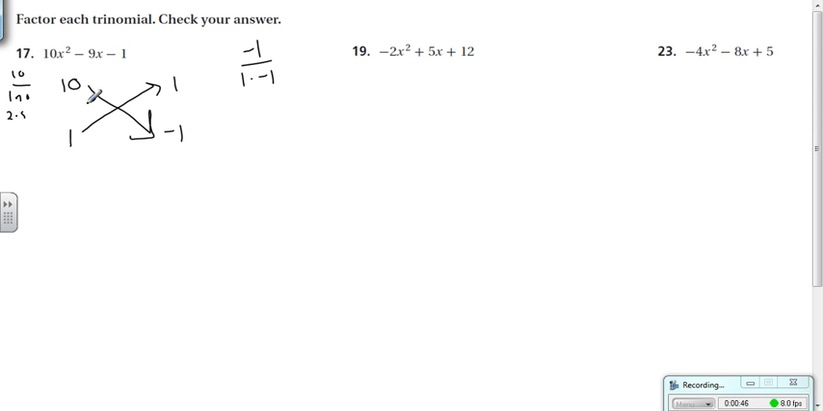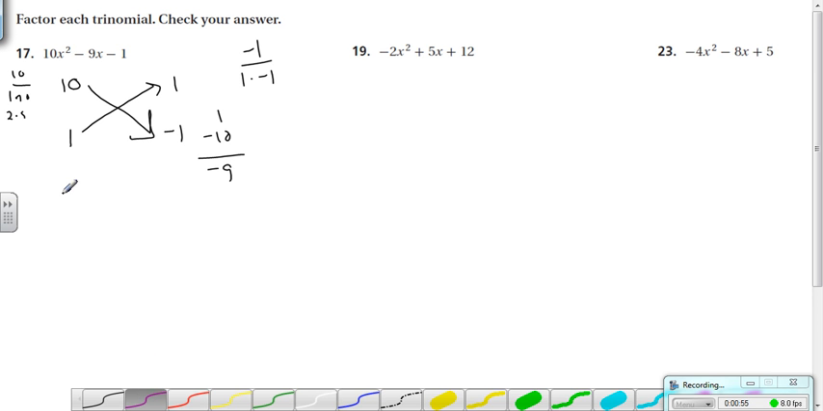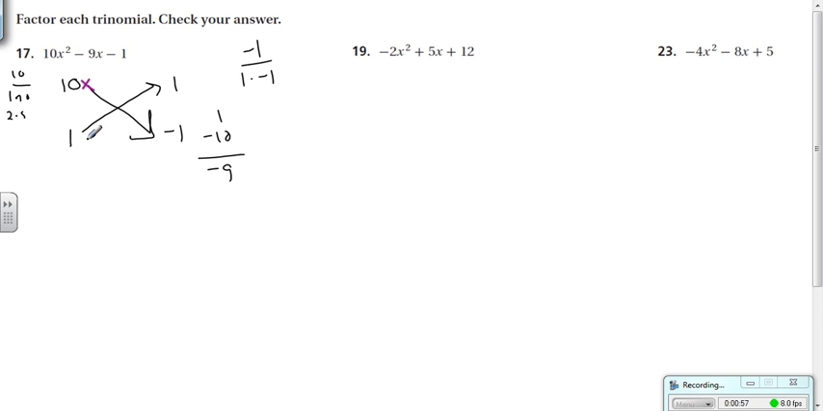So this time my variable was an x, so I want to make sure I use an x. So put my x here, my x here. So straight across is 10x plus 1. And then straight across is x minus 1. So to check it, 10x times 10x is 10x squared. My outsides are negative 10x. My insides are 1x. That combines to be a negative 9x. And positive 1 times negative 1 is negative 1.